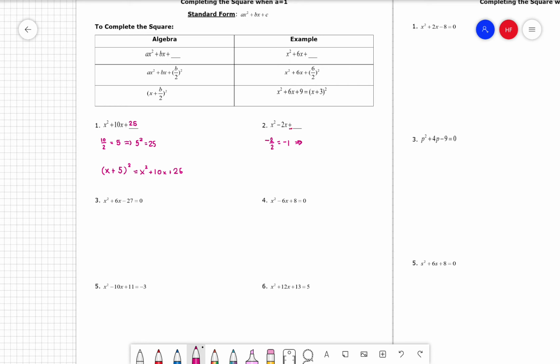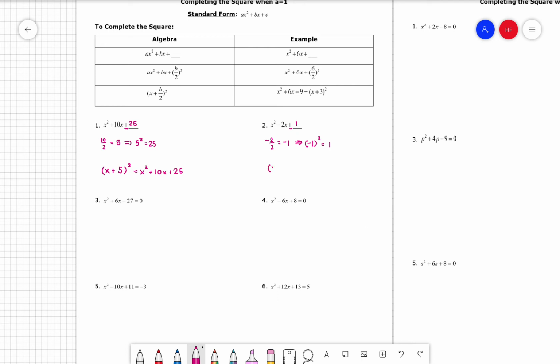And see, they start with a plus every time, and that's because when we square that number, we're always going to end up with a positive. Any number squared is a positive number. So that's why we always have that plus on the end there. So the number that goes in there is a 1.